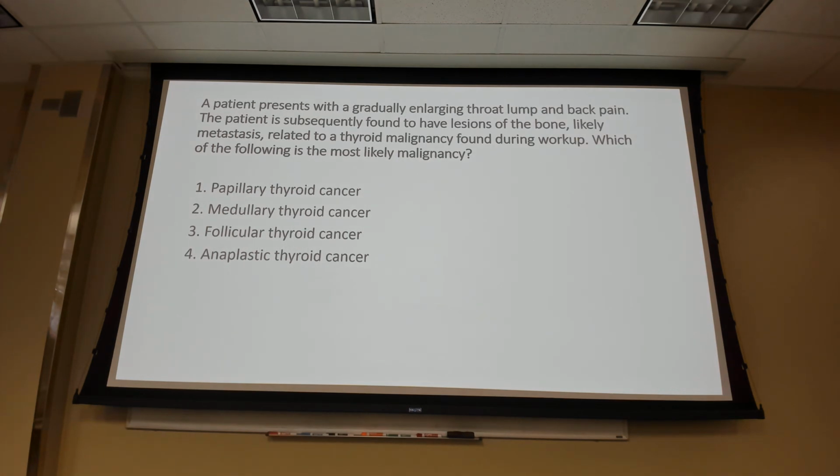All right, so you've got a patient with a gradually enlarging throat lump and back pain. The patient is subsequently found to have lesions of the bone, likely metastasis related to a thyroid malignancy found in the workup. Which one is the most common? What did we say for this one earlier? Follicular is going to most commonly metastasize to the bone. Good.